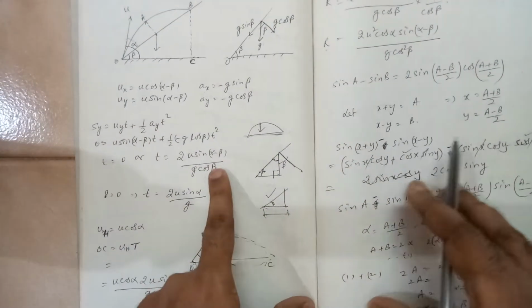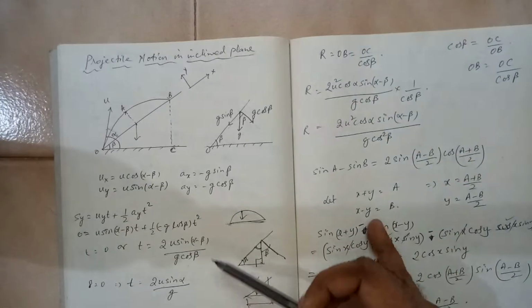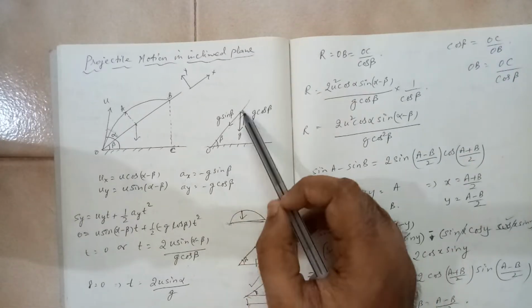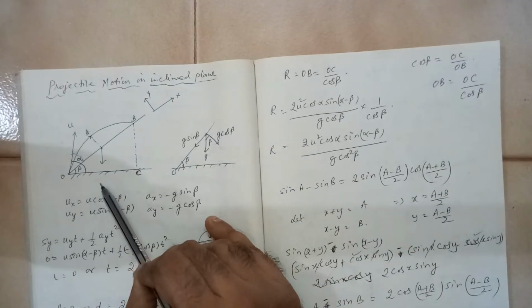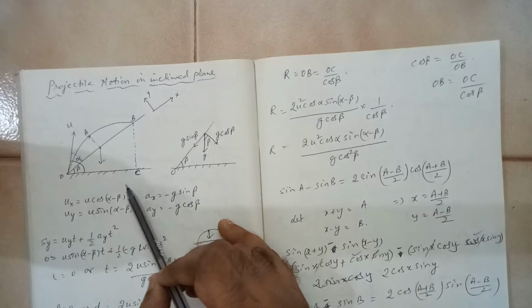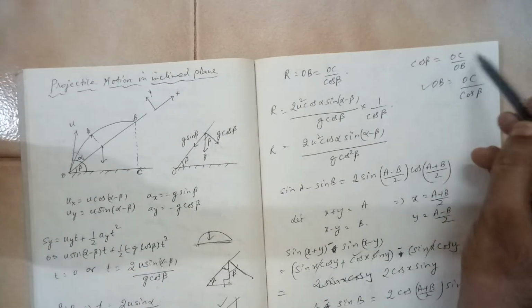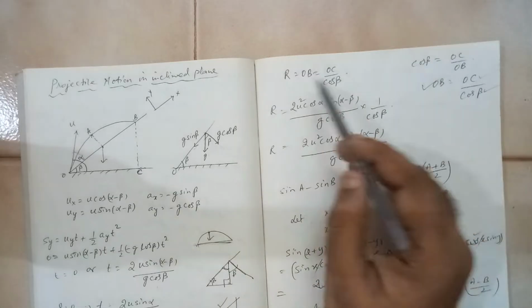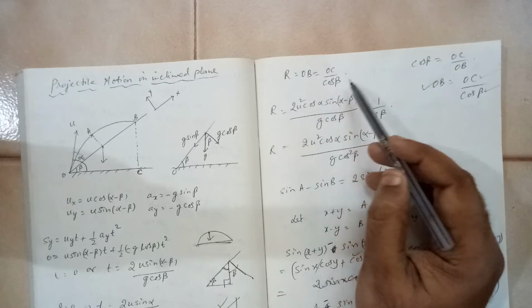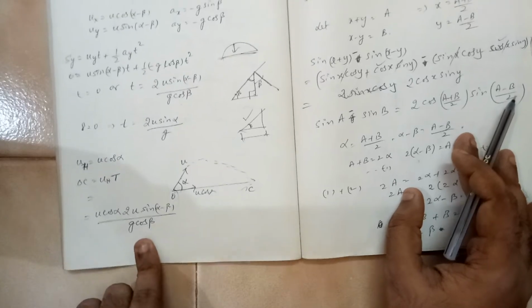So just substitute the value of t in this expression. Now return to this triangle. If you see this triangle, cos beta is equal to adjacent by hypotenuse, right? Adjacent is OC, so cos beta, the small angle, is OC by OB. But we want OB, so OB will be OC divided by cos beta. OC you have just worked out. This is the value, so this divided by cos beta.